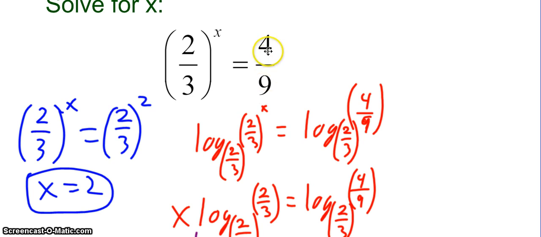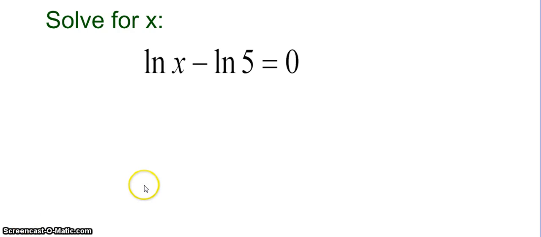That's a bad example. What if this was 5 over 9? Well, then I cannot use this technique, so I have to do something along these lines. Okay, so that's why I'm showing you both methods. Let's look at another one.